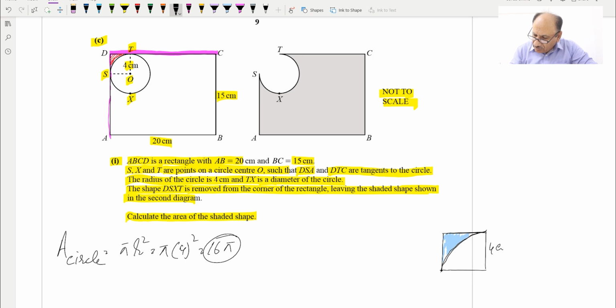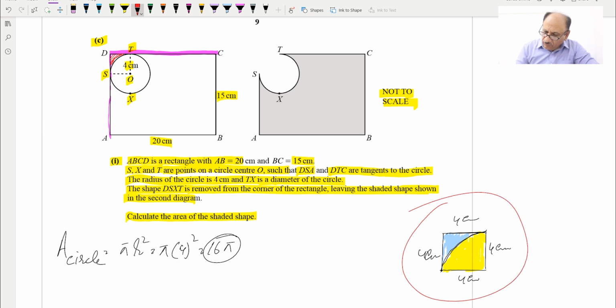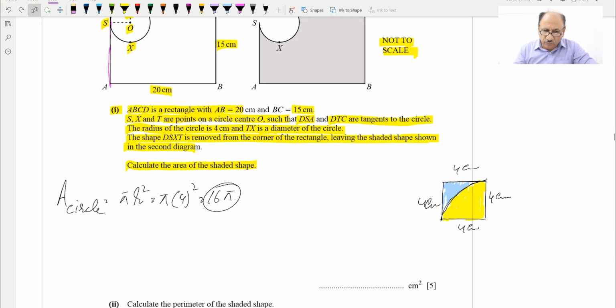This side is 4 centimeter, this side is 4 centimeter, this side is 4 centimeter, this side is also 4 centimeter. So we will find the sector area. We are trying to calculate that blue portion which I have shaded. The total area of this shape will be 4 into 4, which is 16. So we will remove the sector area from that 16, so this will be 16 minus 4 pi.